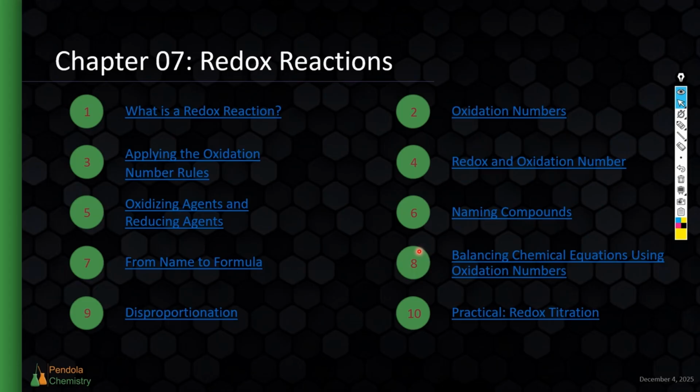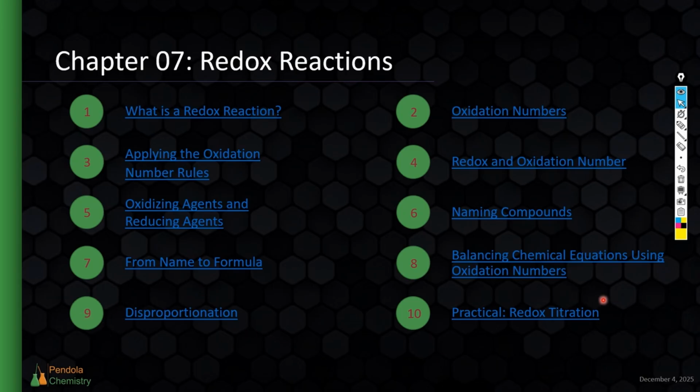Section 8 is going to be the bulk of this chapter, and it's going to be where the skills that we're going to learn are going to be, when we look at balancing chemical equations using oxidation numbers and something called the half reaction method. And then finally in section 9 we'll look at a specific type of redox reaction called a disproportionation reaction.